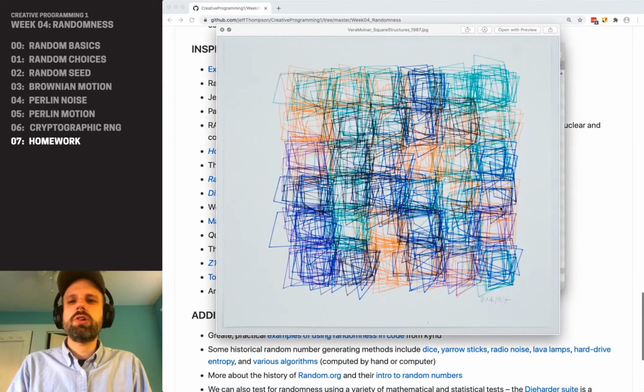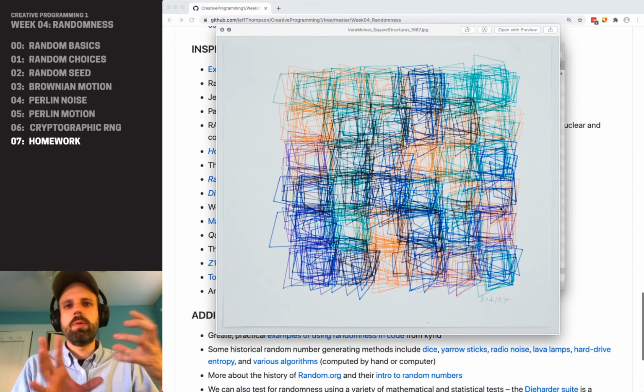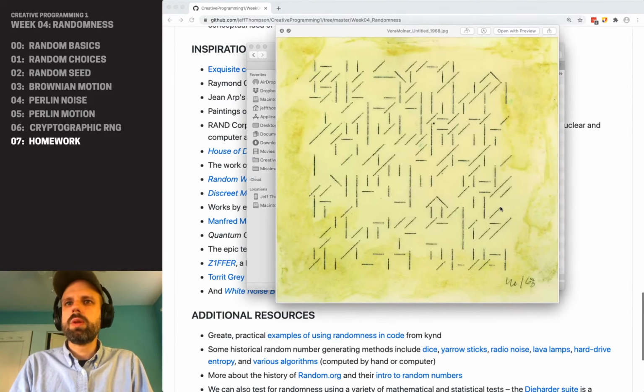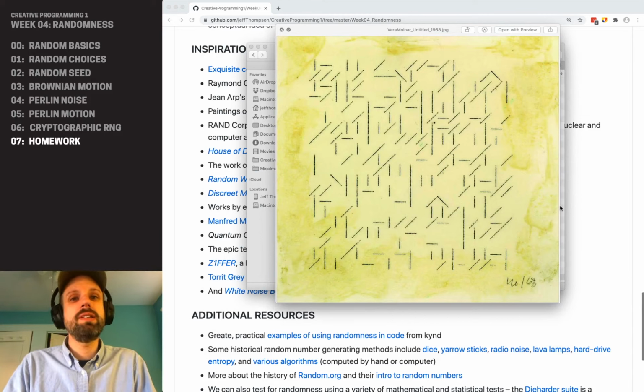This is called Square Structures. I believe these are also deformed squares in a kind of grid. Different colors really change this too, like the layering, the energy and vibrancy of this is really cool. And this is an untitled piece from 1968.